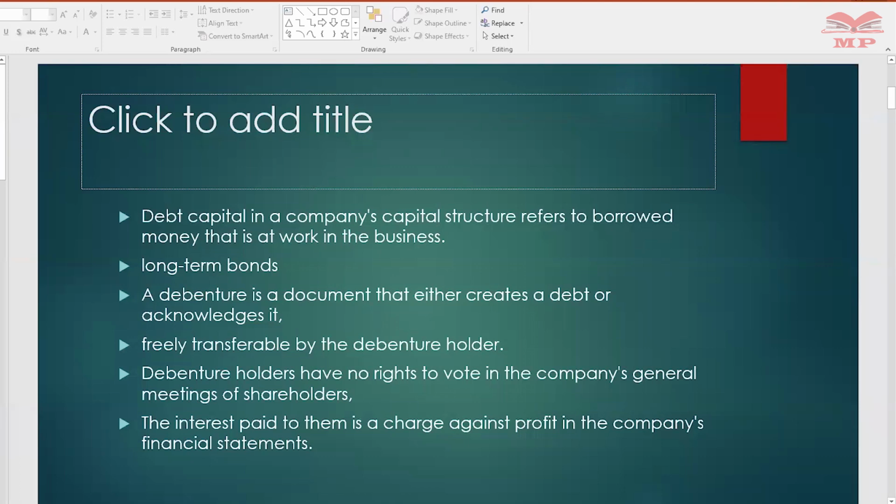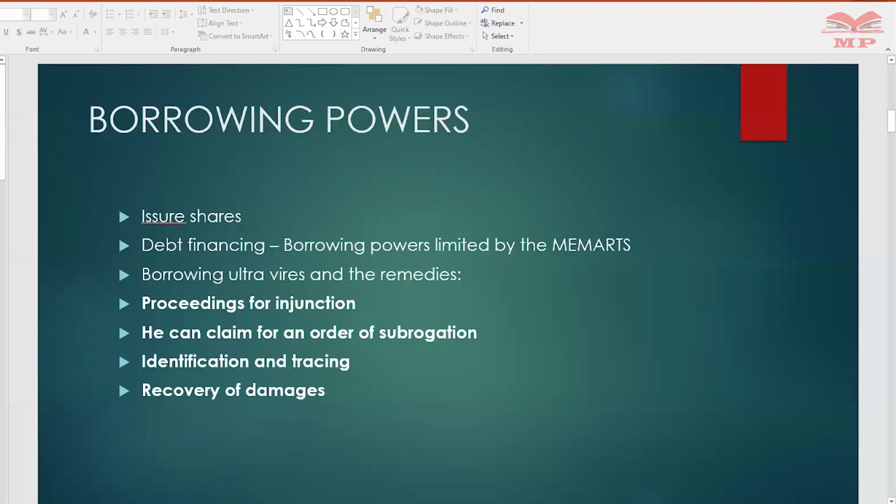What debenture holders have is they earn an interest. And this interest, it's against profit. In that sense, their interest will be paid first before the dividends are declared. So how does a company get capital to finance its operation? We have talked about the issue of shares, and now it comes to borrowing.